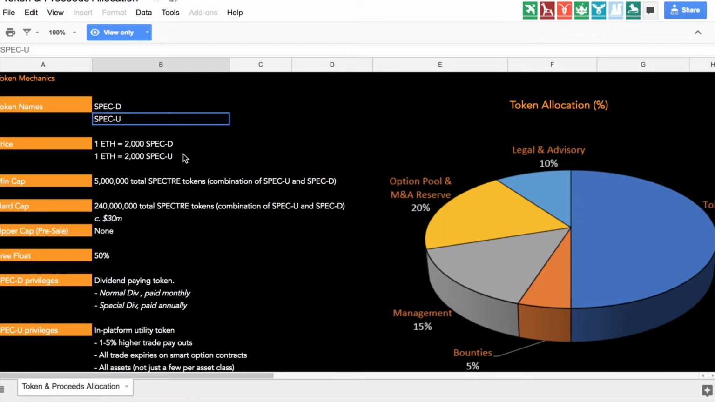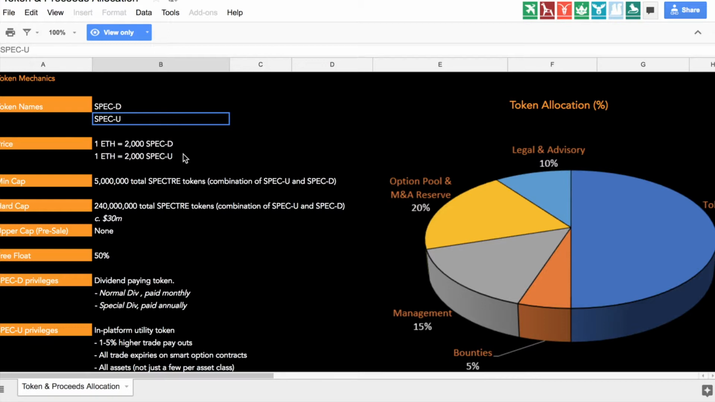What it means is that if you are investing 1 ether, and you want a dividend token, then you will get 2000 dividend tokens. Or if you are interested in a utility token, you can opt for the utility token as well. So when you are participating in the public sale, you will be given a generic token, and after a certain time, there will be an option to convert it into either D or U, right?